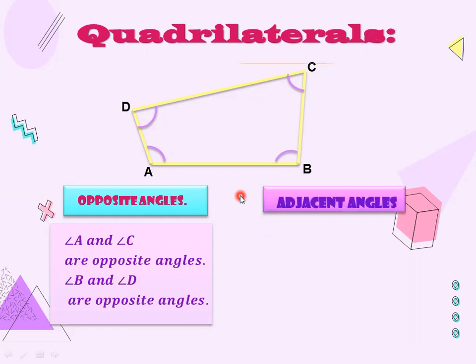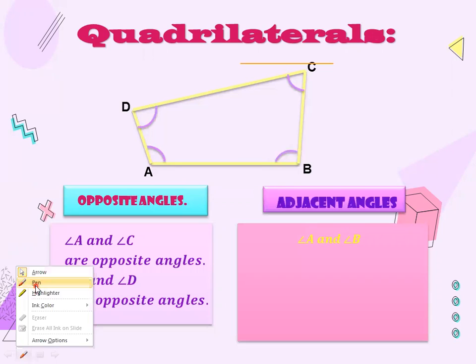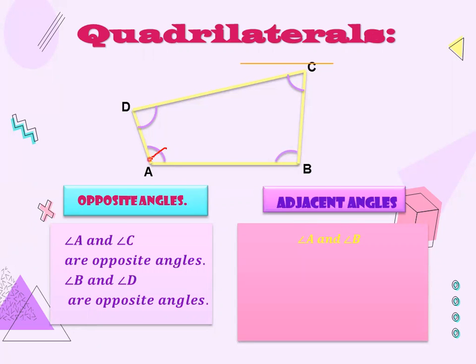Now the next is adjacent angles. What are adjacent angles? Angle A and angle B. Look at this angle and this angle. You will say angle A and angle B are adjacent angles because they are side by side with each other. Similarly, angle B is adjacent to angle C, angle C is adjacent to angle D, and angle D is adjacent to angle A.